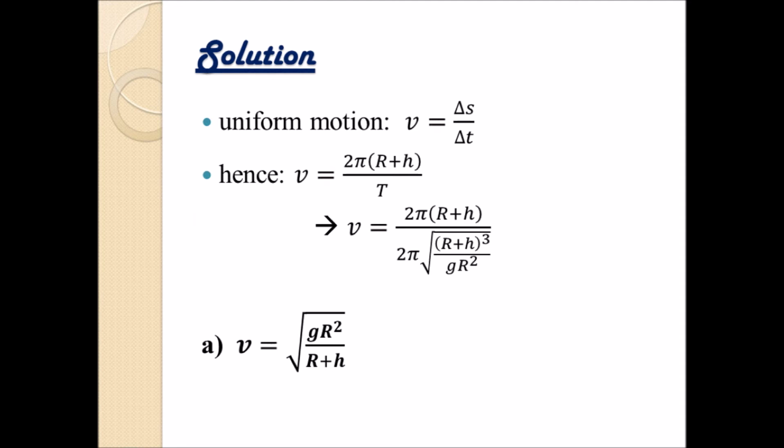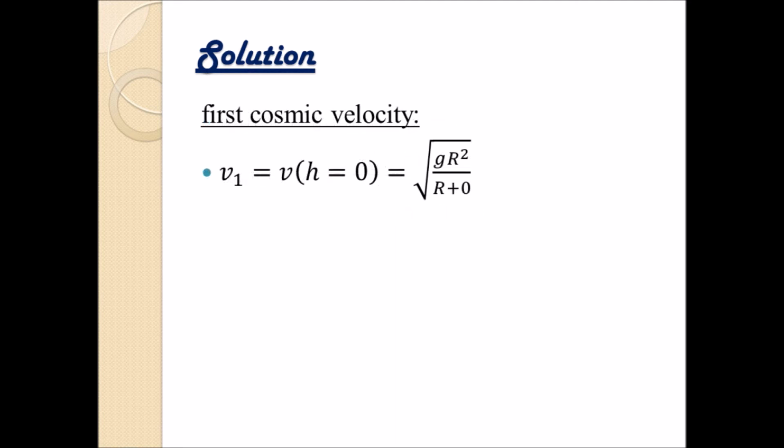Up until now, we haven't actually been using actual values. This comes now in the second part. We are supposed to calculate the first cosmic velocity. And the first cosmic velocity, v1, is the velocity for h equals 0. Which means that we can just take our equation that we've just derived and substitute h by 0. Hence, we get that v1 equals the square root of g times r.